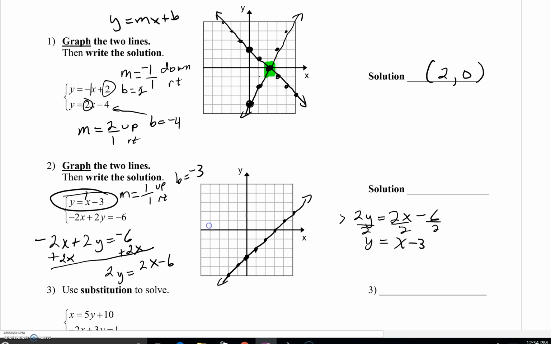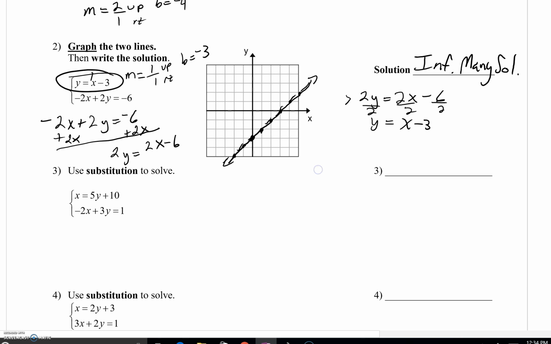No sense graphing it a second time. You can put little dashes right by it. This is when we have infinitely many solutions, when our lines are identical and they're actually intersecting at every point.